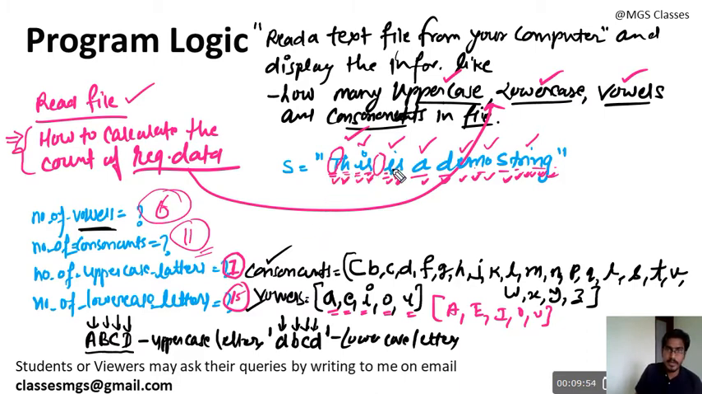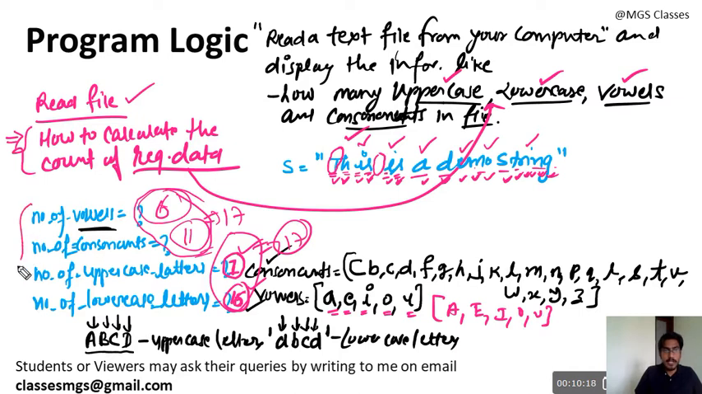1, 2, 3, 4, 5, 6, 7, 8, 9, 10, 11, 12, 13, 14, 15, 16. Here it is 16. Okay, because the sum of the lowercase letters and uppercase letters should be equal to the vowels plus consonants. So that's why I have verified it, and you have found that these are 17 and these are also 17. So this is how you are able to calculate manually.